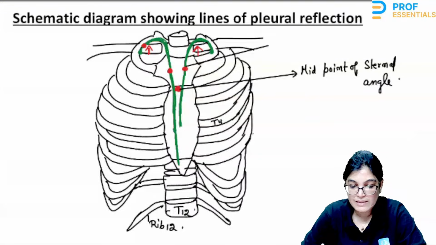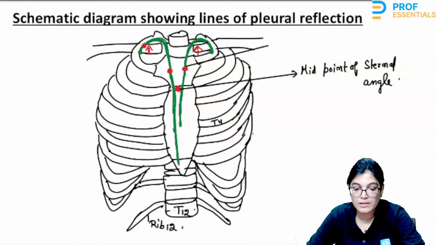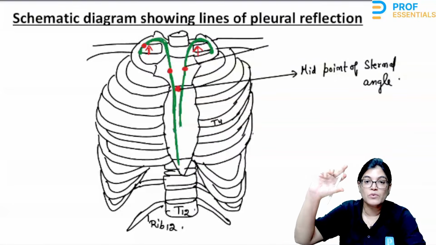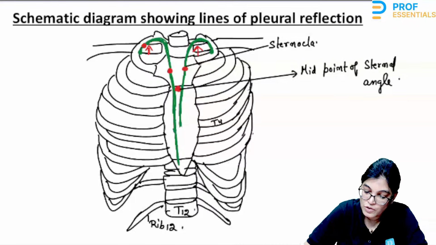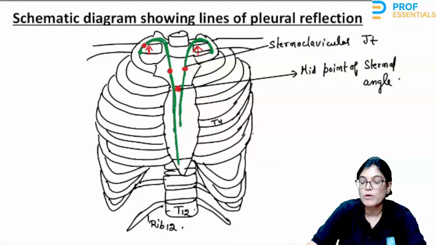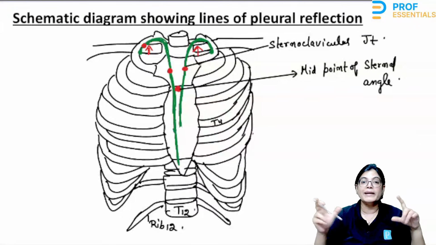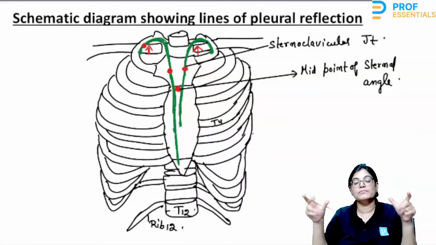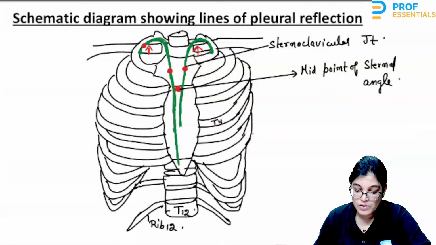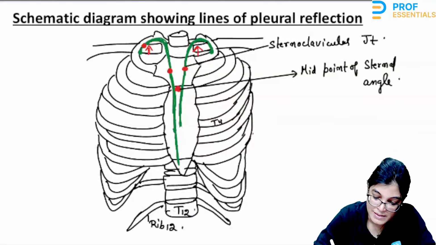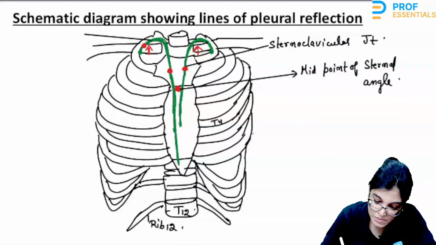I'm taking it as the point of the sternoclavicular joint. So we know that above the sternoclavicular joint, from 2.5 centimeter, 1 inch above the sternoclavicular joint, it arcs above the medial 1/3 of the clavicle and goes towards the junction of the middle and medial part, as you can see here. This is a very important point which you have to understand. This part is the cervical pleura.